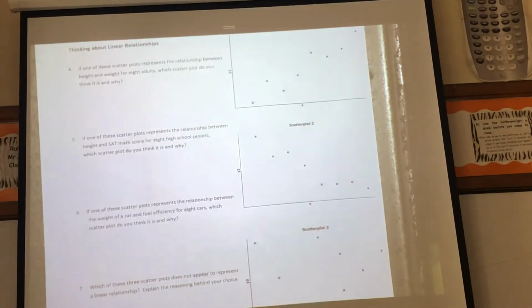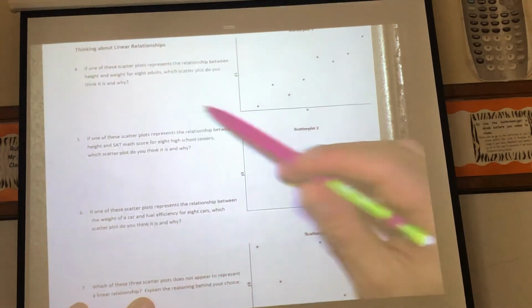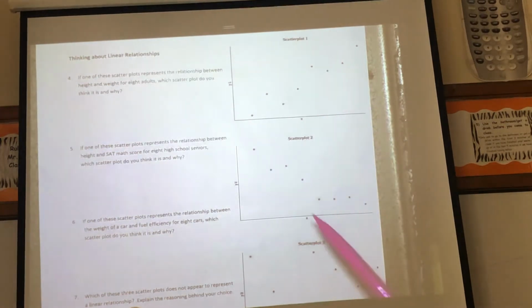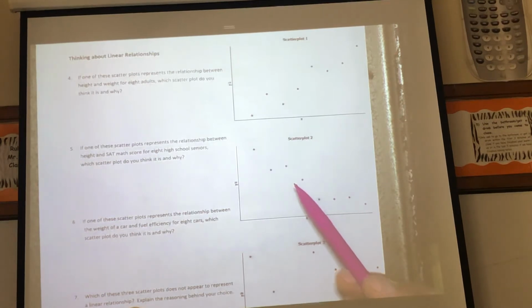All right, take a look at the next page, please. This is thinking about linear relationships. If one of these scatter plots represents the relationship between height and weight of 8 adults, which scatter plot do you think it is and why? So we have these descriptions and these plots. We're talking about weight and height for adults.